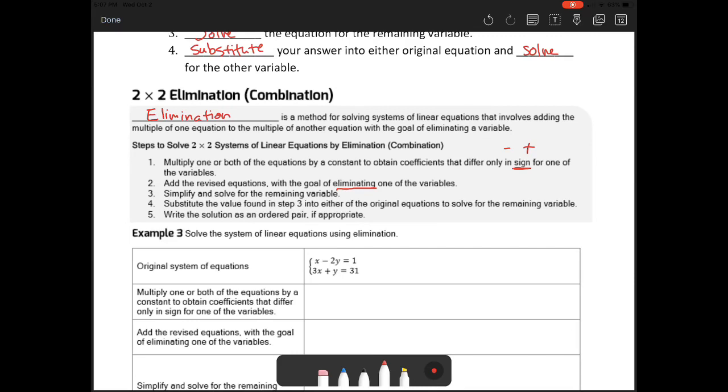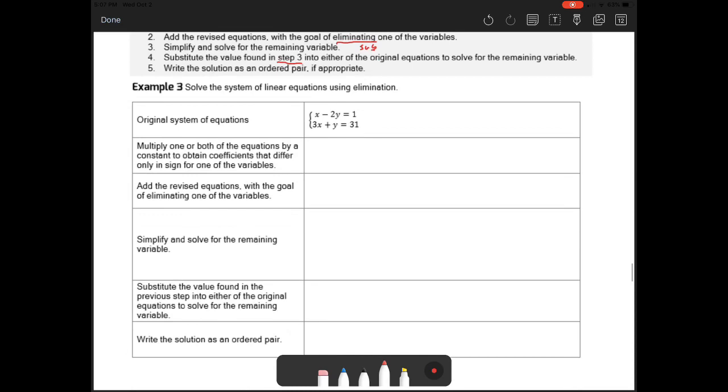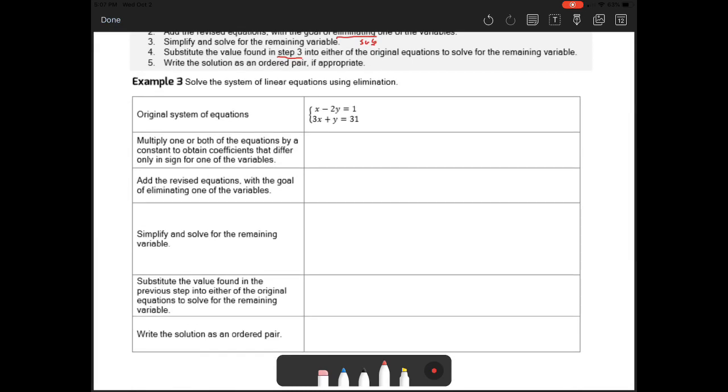Then you're going to simplify and solve, which, if you notice, is very similar to our substitution steps. Then you're going to substitute the value found in step 3 into either of the original equations to solve for the remaining variable. Last one is going to be writing our solution as an ordered pair. So we're going to go through and do that exact thing. Just like we did before, we have each of our different steps right next to it, so we've got 1, 2, 3, 4, and 5. So y'all can see that we're doing the same thing that the step is asking for.